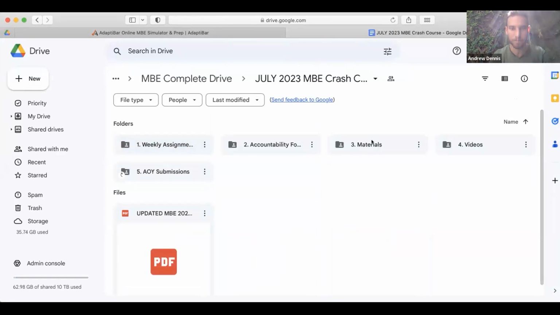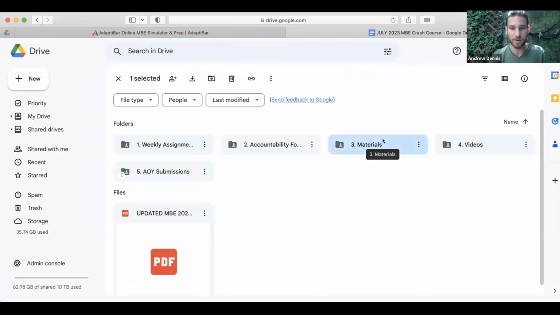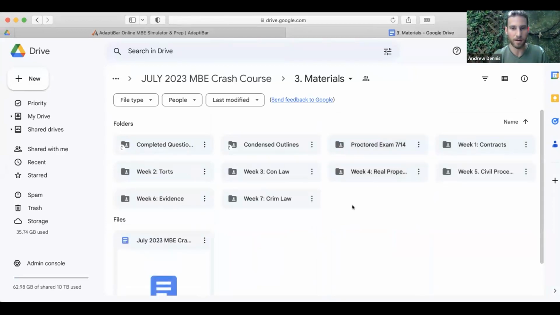If you go into the materials folder or the video folder, there's everything you need, right? Each folder has tons of notes, outlines, whatever. There's videos for every single subject. We put the questionnaire videos that Matt and I did for the UBE that align perfectly with the federal exam.